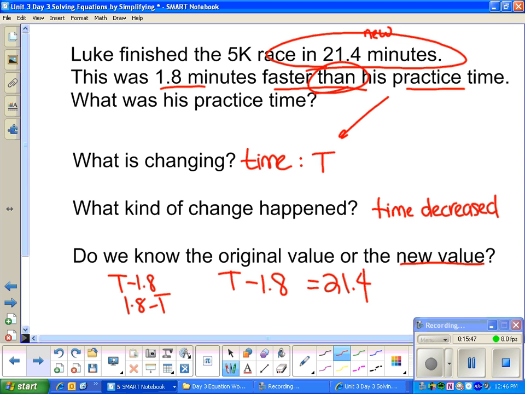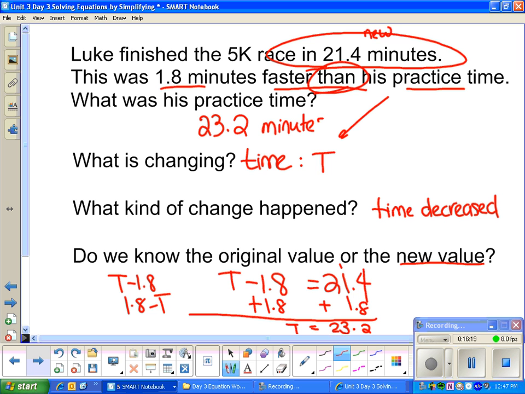Okay, think about that for a second. How can I figure out what his original time was? To get t, I will add 1.8 to both sides. I'll end up with t is equal to, that's a 2, carry the 1, 3. His original time was 23.2 minutes. His original time, 23.2 minutes.